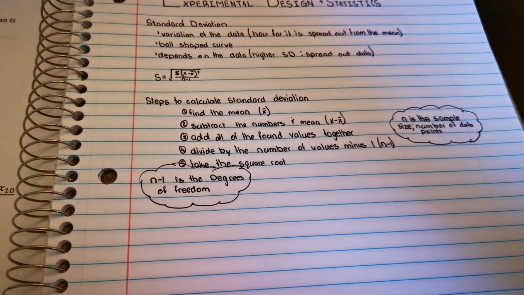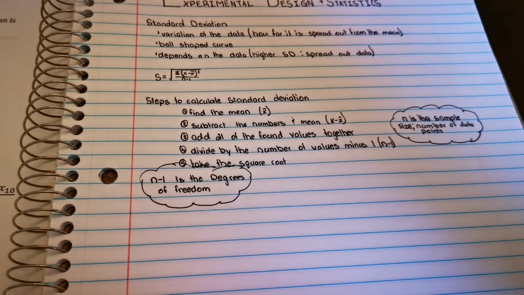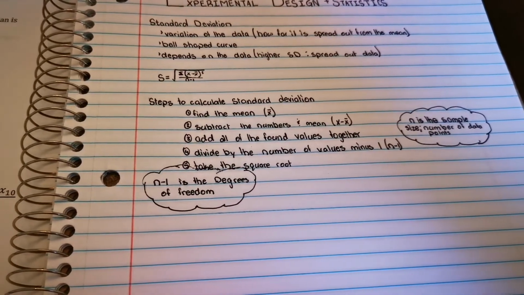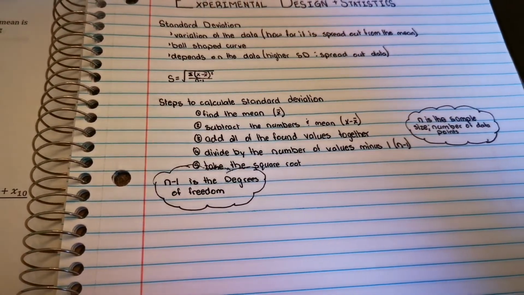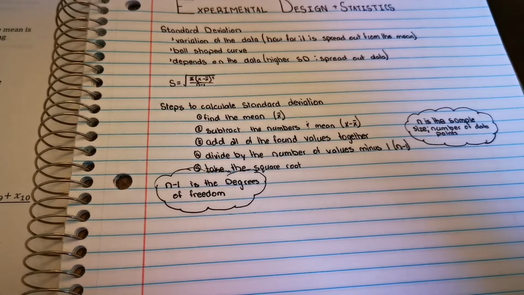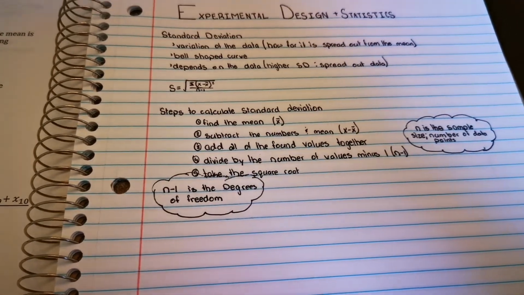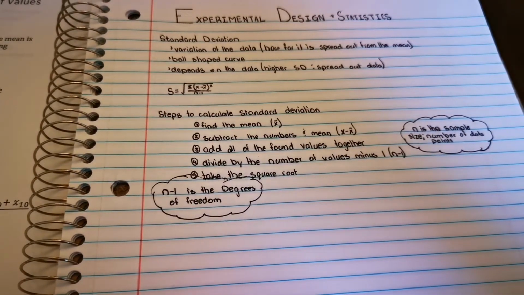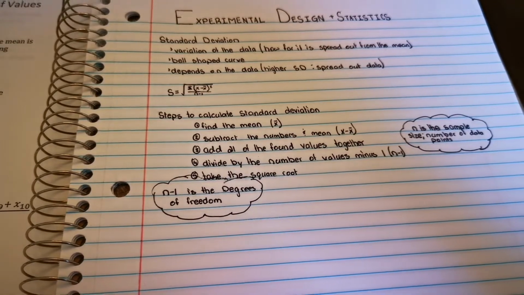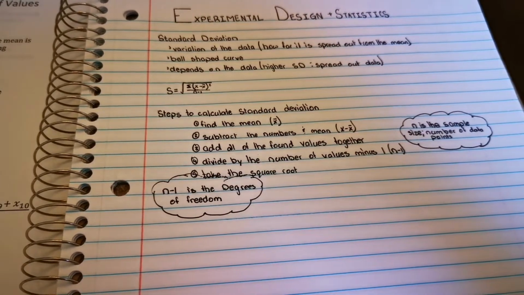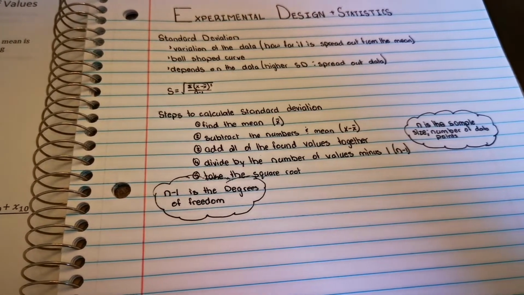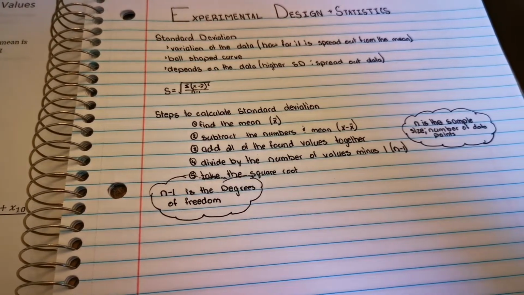So n is the sample size, or the number of data points, and like step 4 says, you just subtract it by 1. And after you've done all that, you take the square root. So when I solve standard deviation, I like to solve all of these steps individually rather than plunging it all into my calculator. And when you break it down into steps, it's a lot easier and ensures that you get the right answer.